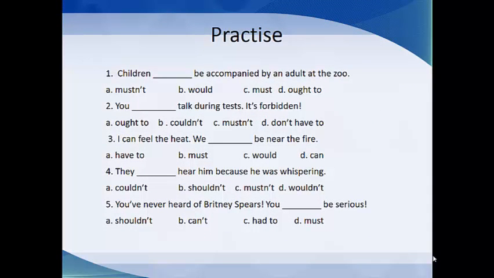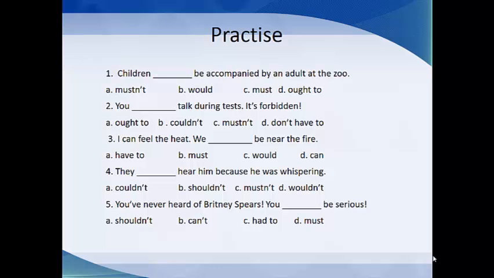Let's practice. Children, blank, be accompanied by an adult at the zoo. What do you expect the right choice? Mustn't, would, must, ought to. The answer is must be accompanied by an adult at the zoo. Children must be accompanied by an adult at the zoo.